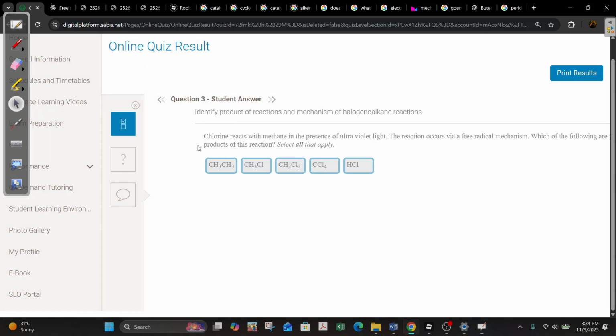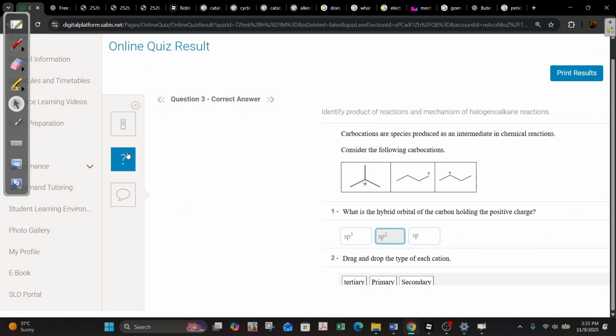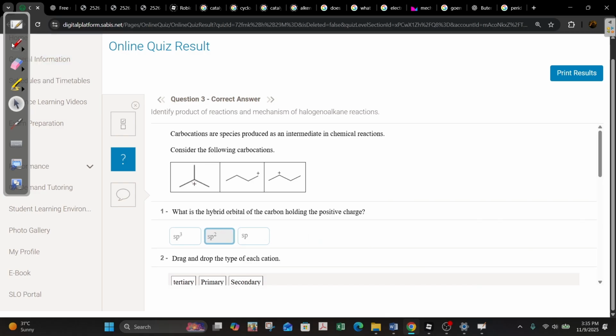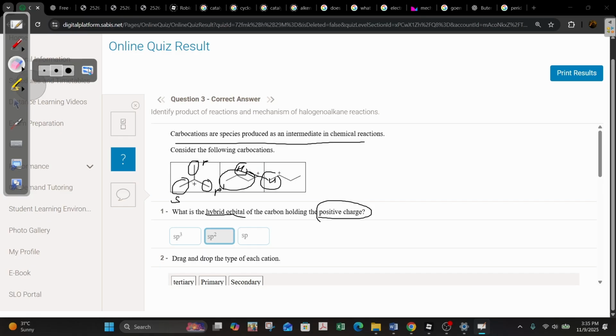Okay, next. Question 3. Carbocations. What is the hybrid orbital of the carbon bearing the positive charge? For the hybrid orbital, you have to count the number of domains. There are 3 domains, s, p, and p. Same thing here. There's a hidden hydrogen here: 1, 2, and the R group, 3. So it's sp2.